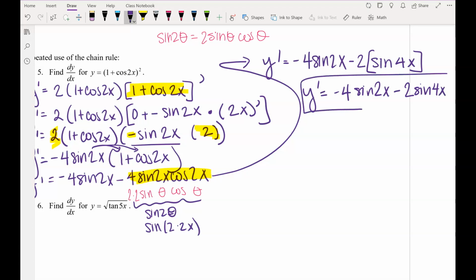Yeah, you will need to recognize when to put things back as a double angle identity, and half, and so on and so on, okay?